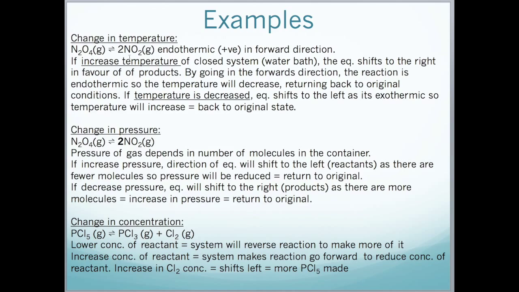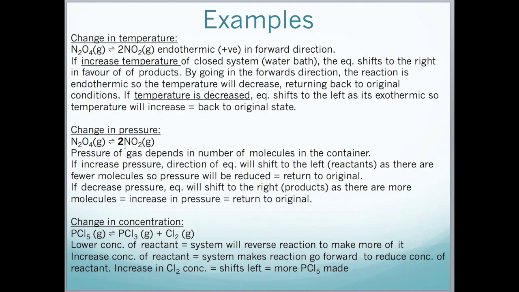We can also consider the same example in terms of the changes in the pressure. So the pressure of a gas will depend on the number of molecules in the container. If we increase the pressure for this reaction, the direction of the equilibrium will shift to the left, so for the reactants, because there is only 1 mole of the reactant, but there are 2 moles of nitrogen dioxide. So if we shift the equilibrium position to the left, this means that we are reducing the number of moles, therefore we are opposing the increase in the pressure.